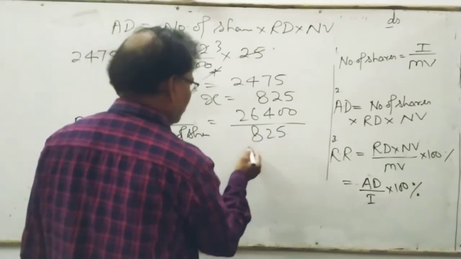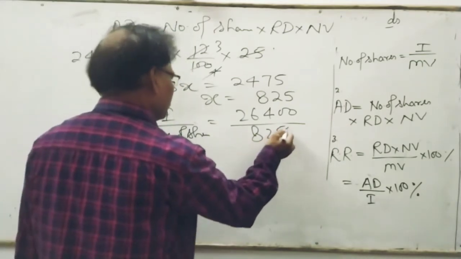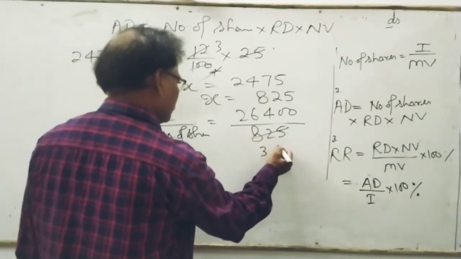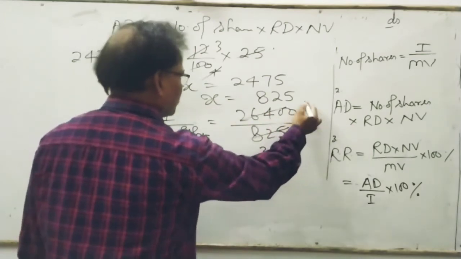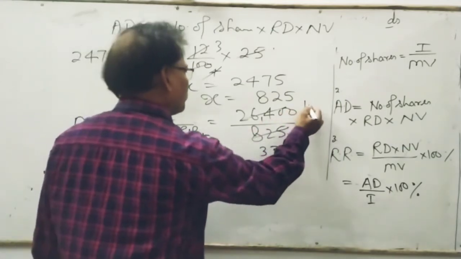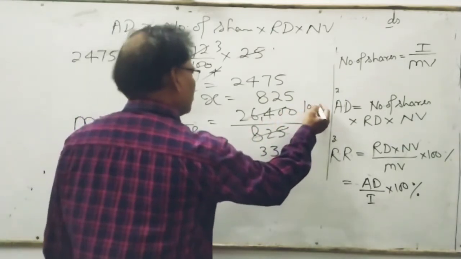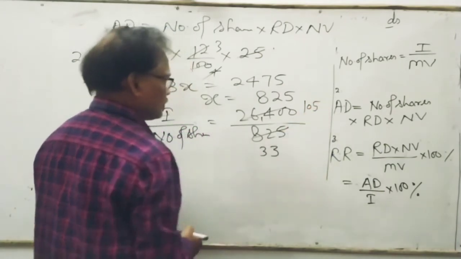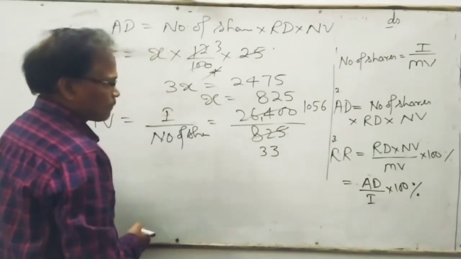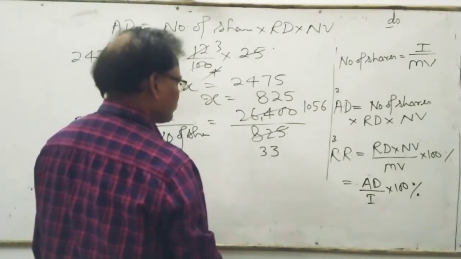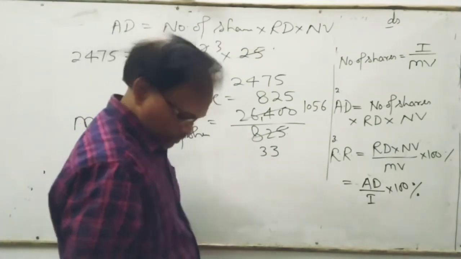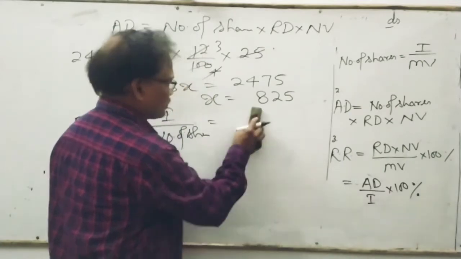825 divided by 25. So 25 3s are 75, 25 1s are 25, 25 5s are 125. I think you can get one more in 8 minutes.